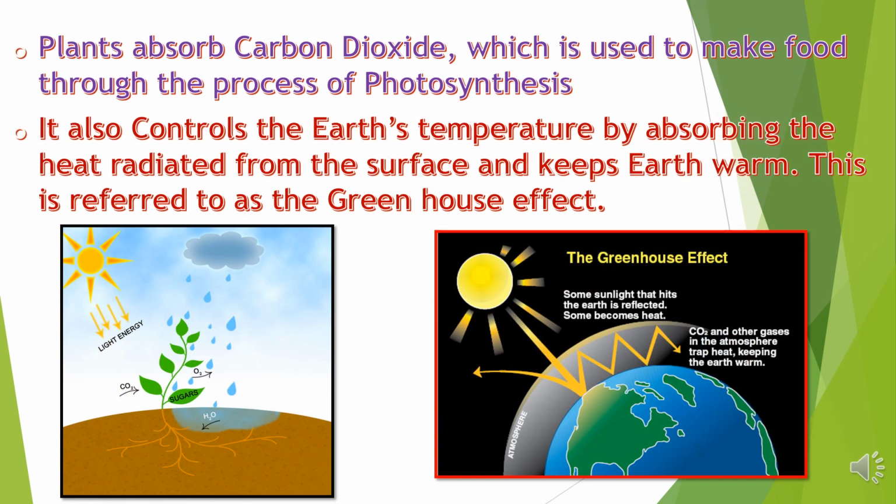Plants absorb carbon dioxide, which is used to make food through the process of photosynthesis. It also controls the Earth's temperature by absorbing the heat radiated from the surface and keeps Earth warm. This is referred to as the greenhouse effect.